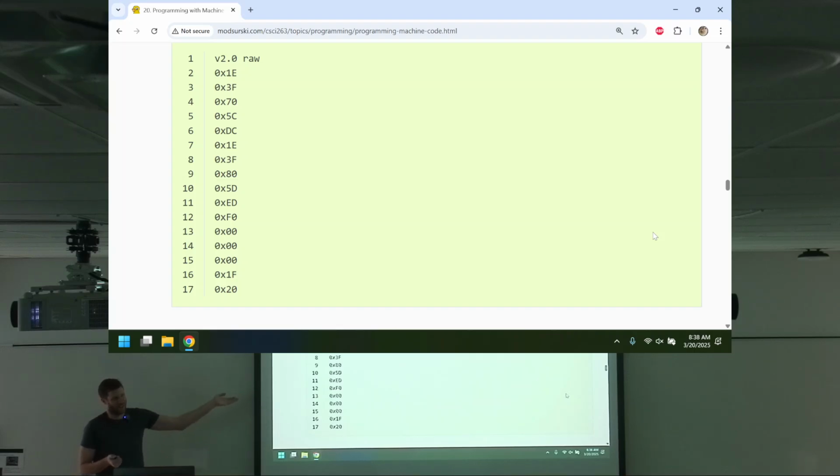This is not x86. It's far simpler. But it's getting to be just as powerful, technically speaking.